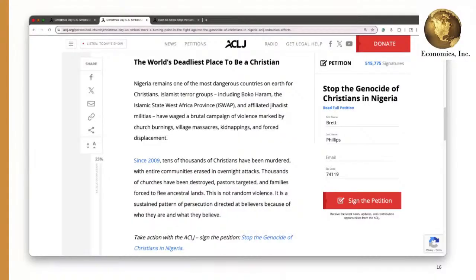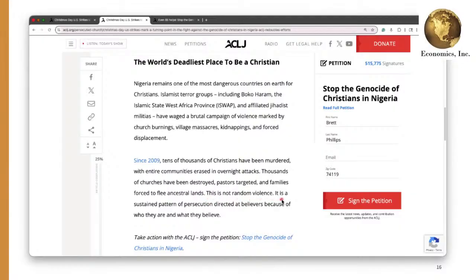ACLJ labels it as the deadliest place to be a Christian. We just went over some of the facts from them, but I'll read it real quickly. So since 2009, tens of thousands of Christians have been murdered, with entire communities erased in overnight attacks. Thousands of churches have been destroyed, pastors targeted, and families forced to flee ancestral land.